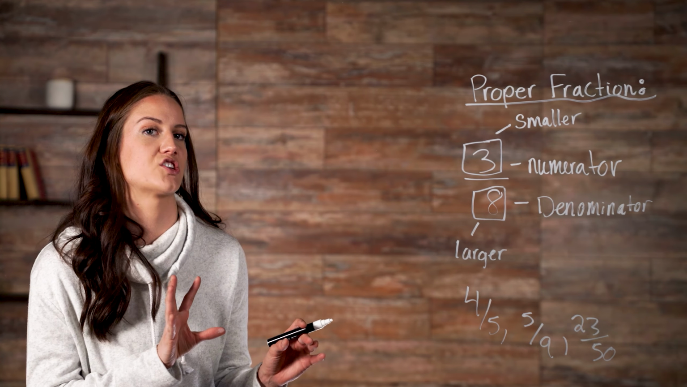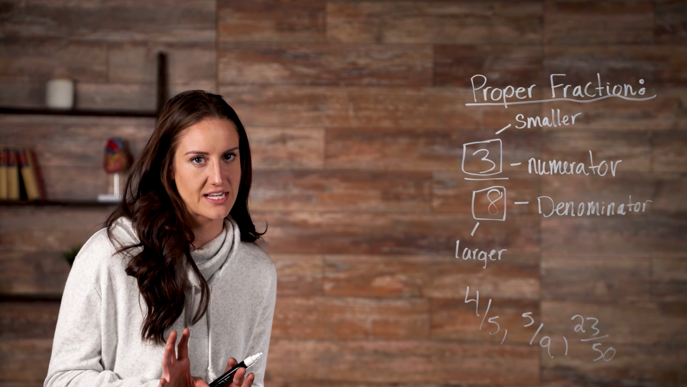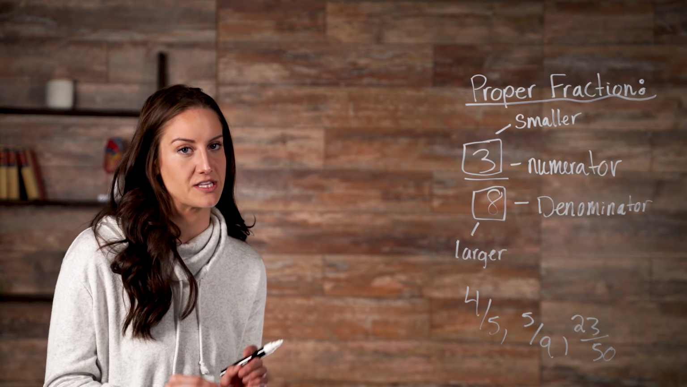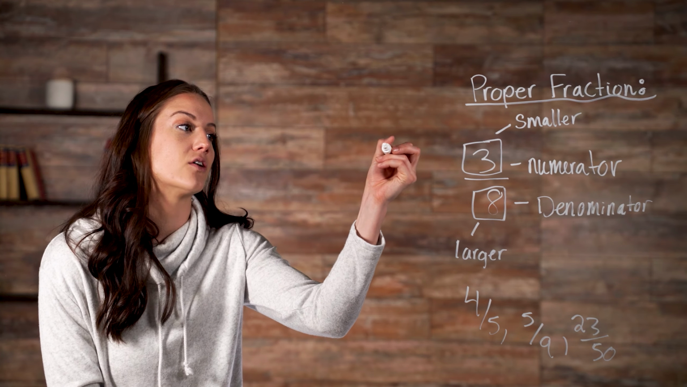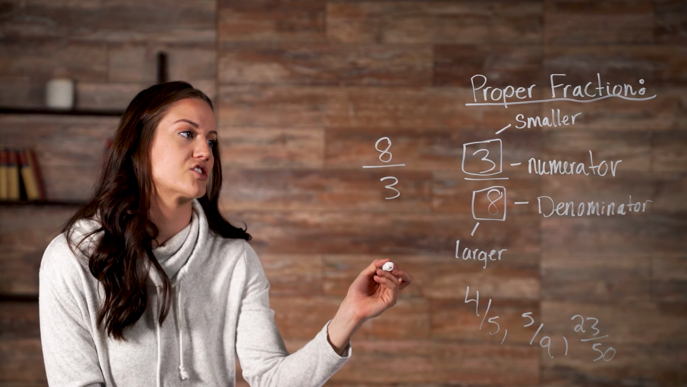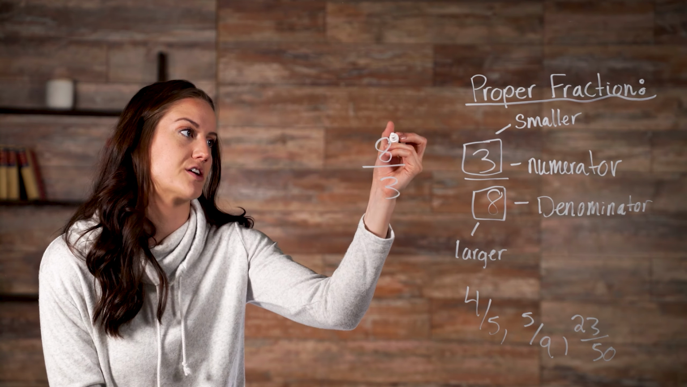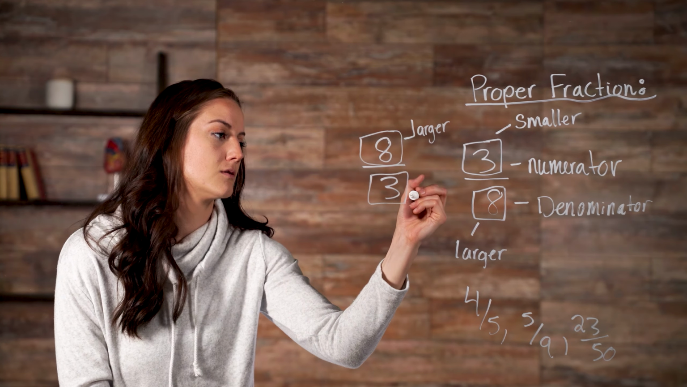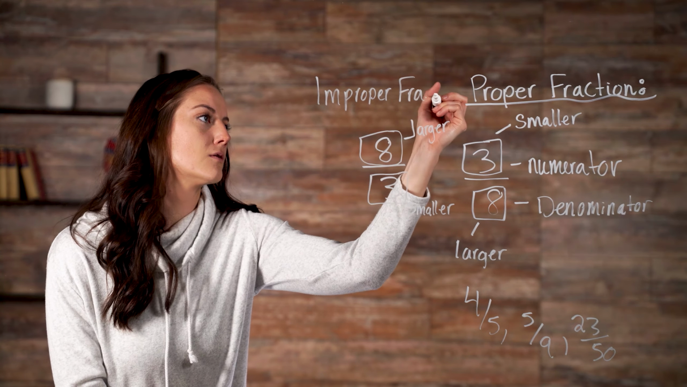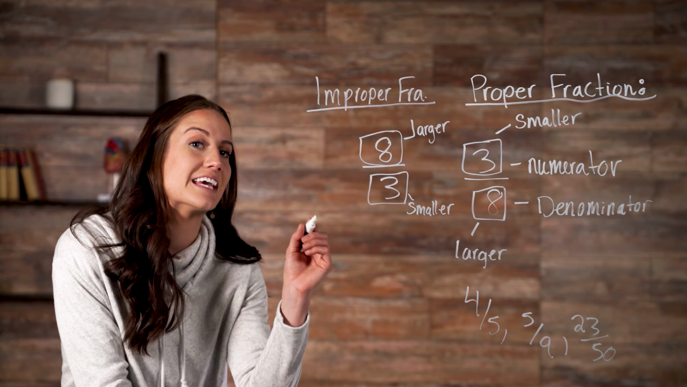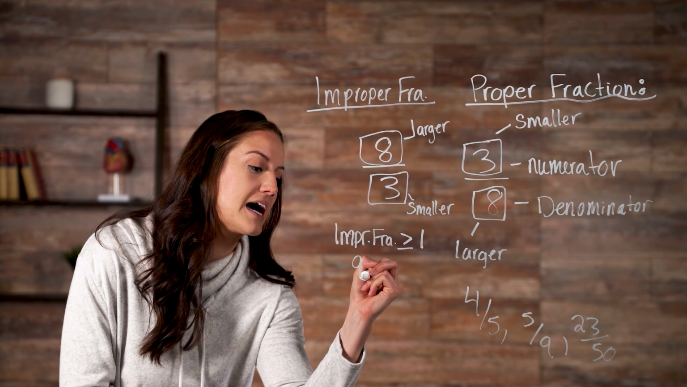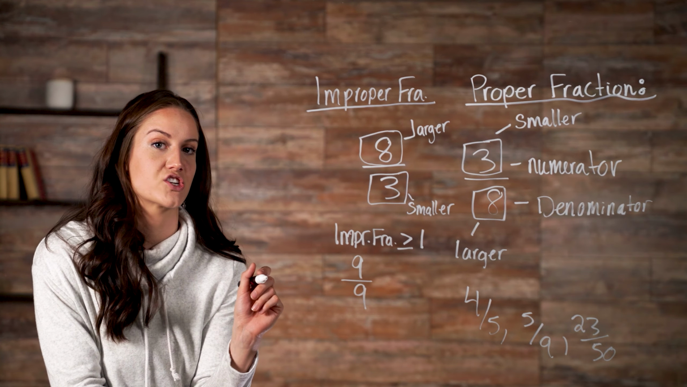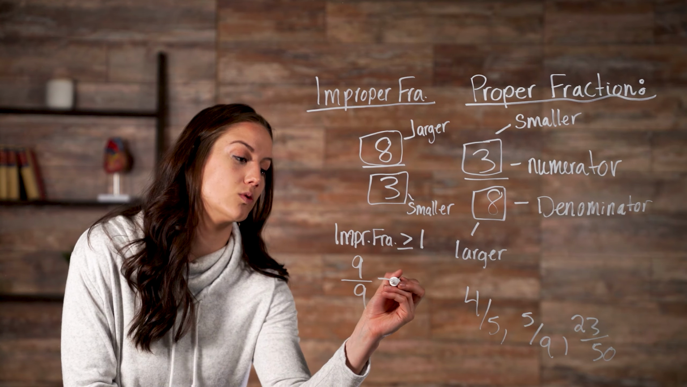An improper fraction is the opposite of a proper fraction in that the numerator is larger than the denominator. So while 3/8 is a proper fraction, 8/3 is an improper fraction because the numerator is larger than our denominator. Improper fractions are always equal to or greater than 1. That means that 9/9 is an improper fraction since it's equal to 1.